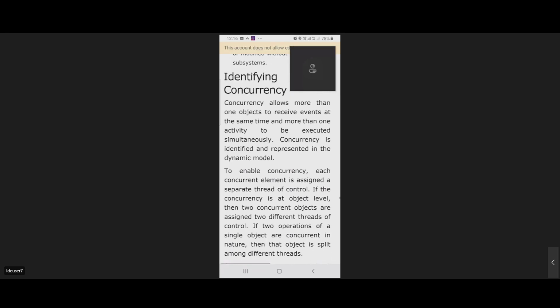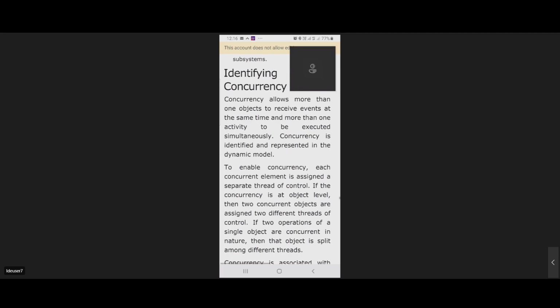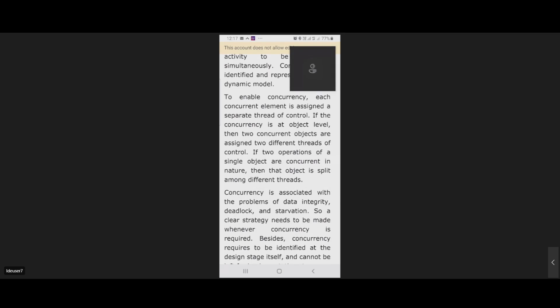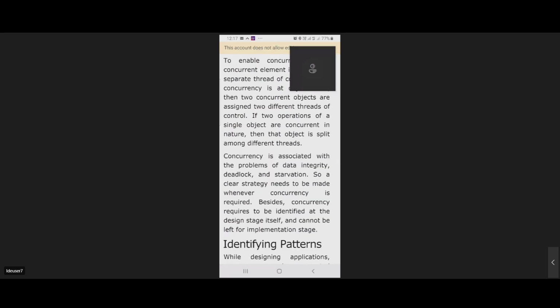The concurrency is identified and represented in the dynamic model. To enable concurrency, each concurrent element is designed as a separate thread of control. If the concurrency is at object level, then two concurrent objects are assigned two different threads of control. So if two operations of a single object are concurrent in nature, then that object is split among different threads.